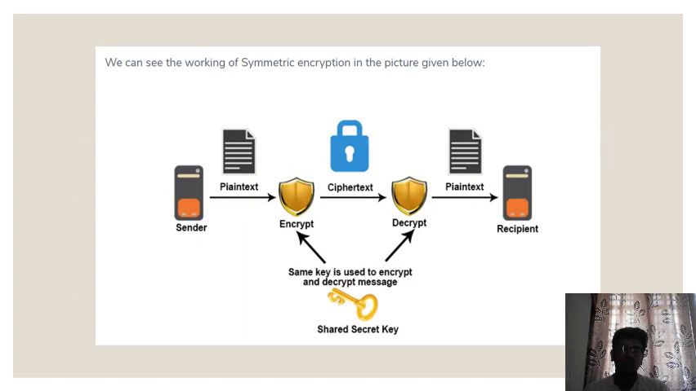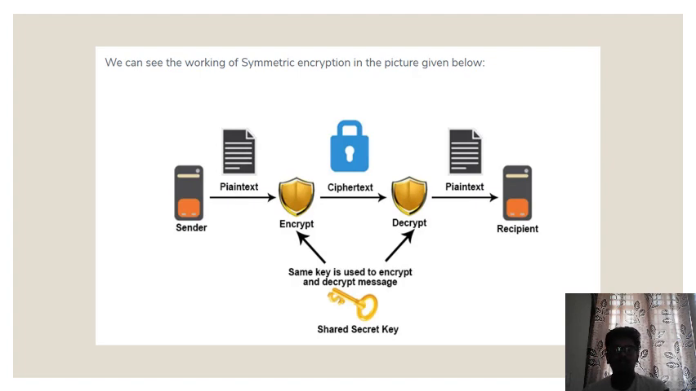We can see the working of symmetric encryption in the picture given below. So we have a shared key. The same key is used to encrypt and decrypt the message. The sender sends the text in plain text format, it is encrypted into ciphertext, and using the ciphertext we decrypt, and the plain text is received by the recipient.